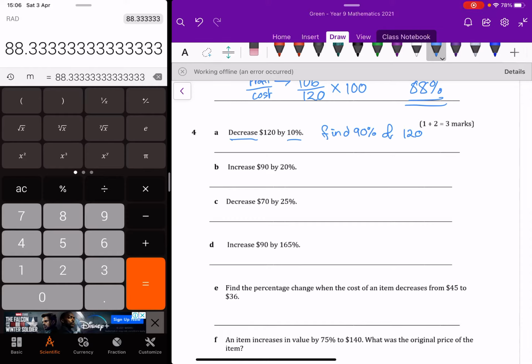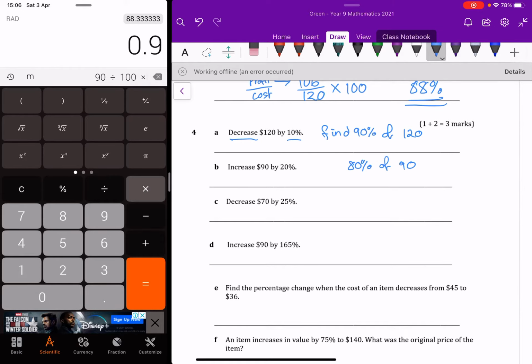All right, and here it's saying find 80% of 90. So this shouldn't be too crazy. So 90% of 120, I'll do 90 divided by 100 times 120, which gives me $108. And weirdly, 80 divided by 100 times 90 is 72. Oh no, I'm increasing it.